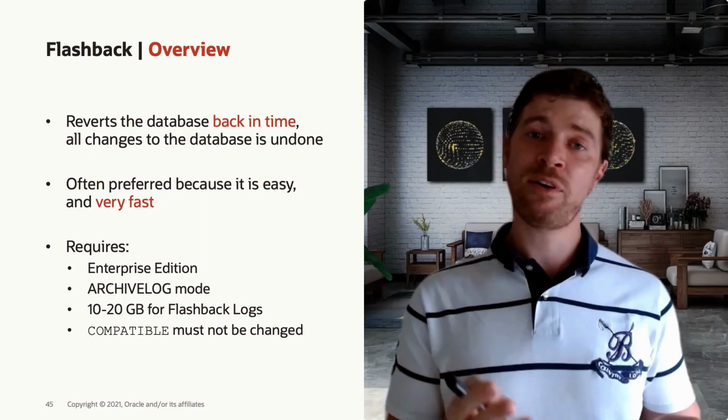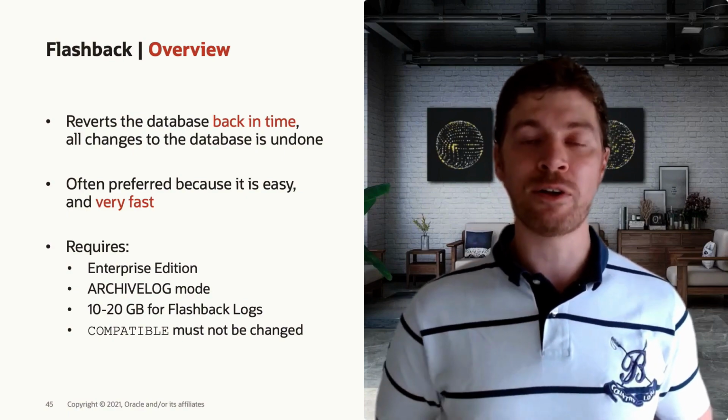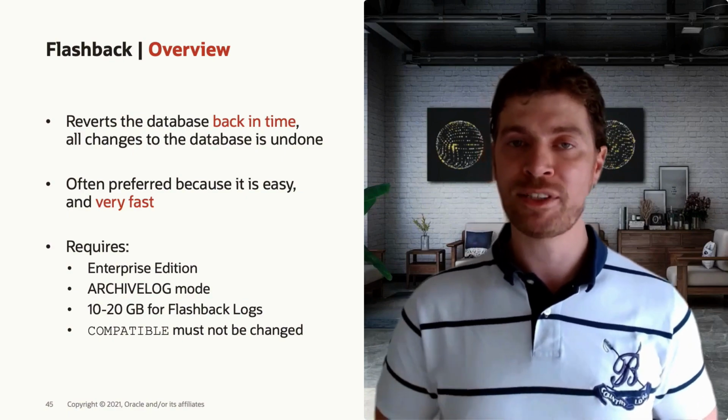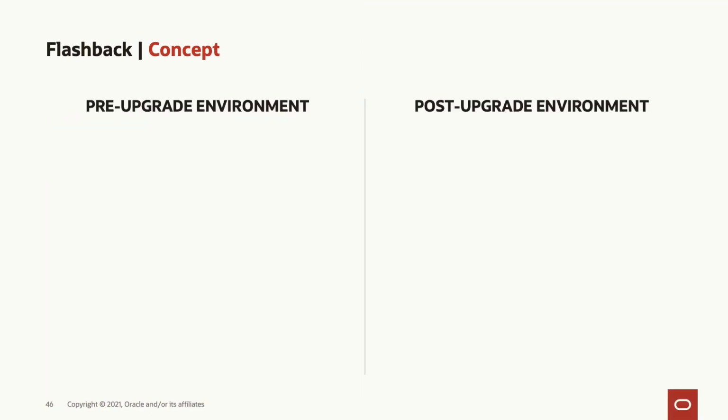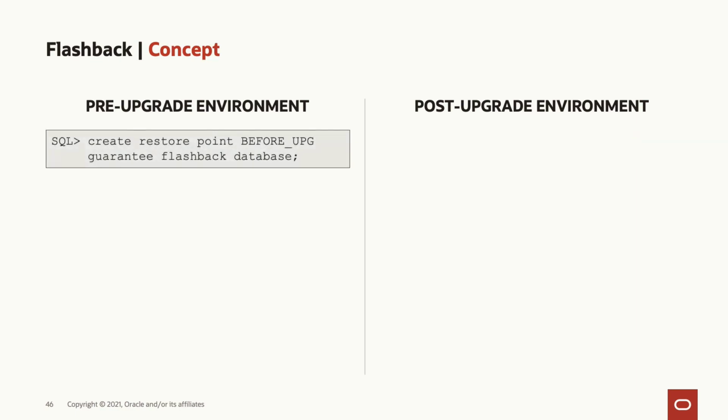So this is a very good method, and that's why Auto Upgrade automatically uses it when you have an Enterprise Edition database. So how does it work? If you want to go in a manual way, before starting your upgrade process in your pre-upgrade environment, you create a guaranteed restore point. Then you run your upgrade.